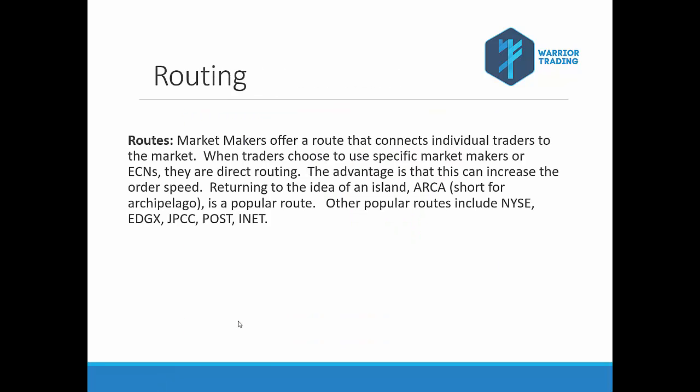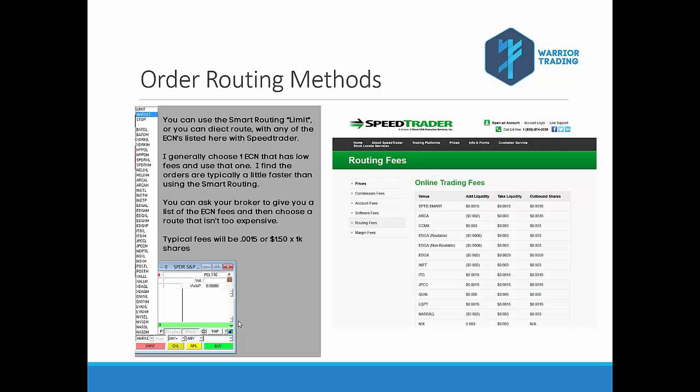Well, routes, these are bridges onto the island, okay? And a lot of traders like using ARCA. That's one of the most popular. EDGX is also popular. NASDAQ is popular. NYSE, JPCC, Post, these are some others. And you can see here, this is my drop down of all of the different routes that are available with SpeedTrader. And SpeedTrader also lists the various fees for these routes.